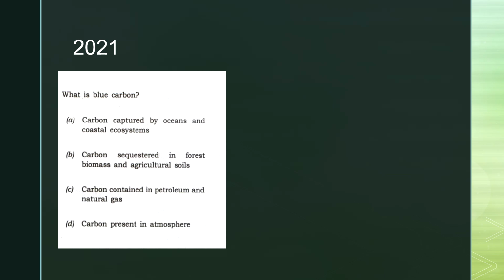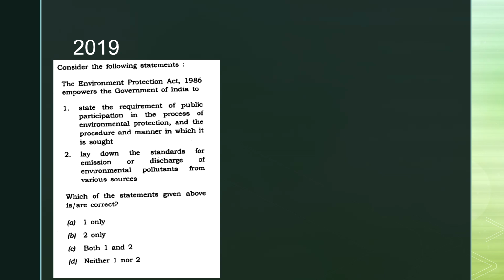What is blue carbon? Again, basic question. The carbon captured by the oceans and coastal systems. The Environmental Protection Act 1986 empowers the Government of India to state the requirement of the public participation in the process of environmental protection and the procedure and the manner in which it is sought. Basically, public participation will always remain voluntary. So, government cannot decide how we are going to contribute in its environmental protection. So, this option is wrong.